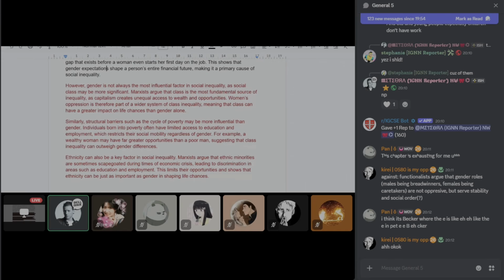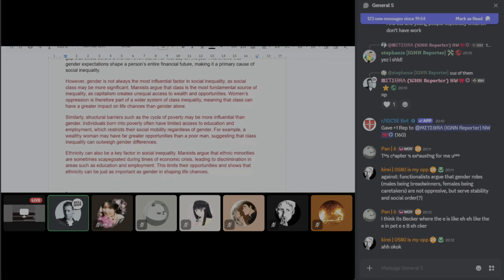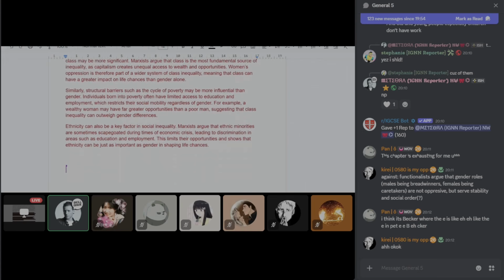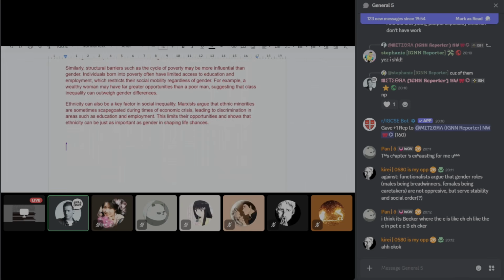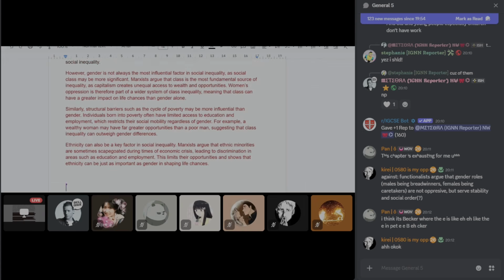And finally, we're going to discuss another social factor. I forgot whatever that was. I'm blank. Ethnicity can also be a key factor in social inequality. Marxists argue that ethnic minorities are sometimes scapegoated during times of economic crisis, leading to discrimination in areas such as education and employment. See how we linked the scapegoating theory from before. This limits their opportunities and shows that ethnicity can be just as important as gender in shaping life chances. So that is all from me. Do you guys have any questions on the concepts I just explained?